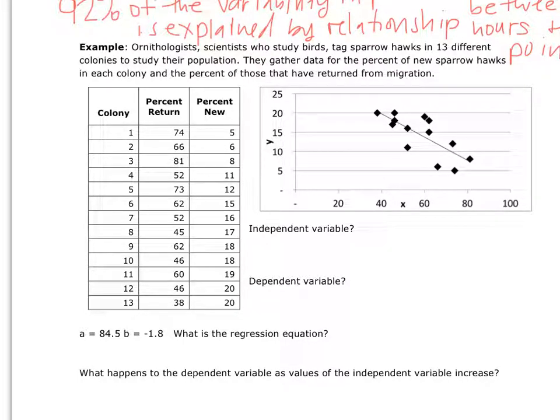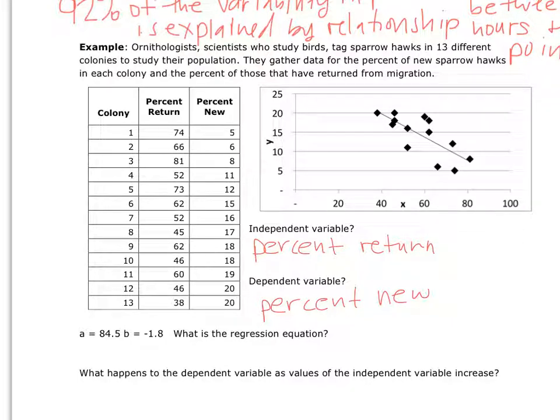So what would be the independent variable and what would be the dependent variable? This could maybe go either way, and I'm really taking my best guess since I'm not an ornithologist, but it seems to me that the percent return would be the independent variable. Sometimes it's really obvious which one is the independent and which is the dependent. Sometimes not so much. So that would make the percent new the dependent variable.